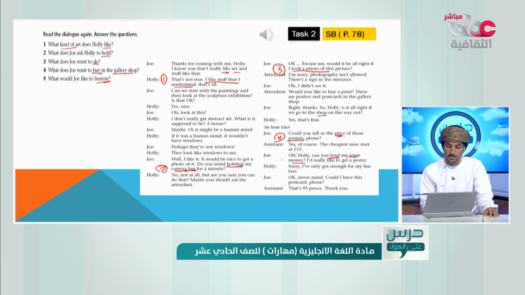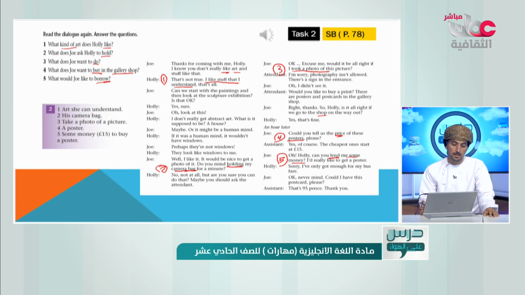So I think the right answer here is what? Some money. Now let us check our answers. Number 1, what kind of art does Holly like? The answer here, art she can understand. Yes, you have got this. It is correct. Number 2, his camera bag. What does Joe ask Holly to hold? The right answer was his camera bag.